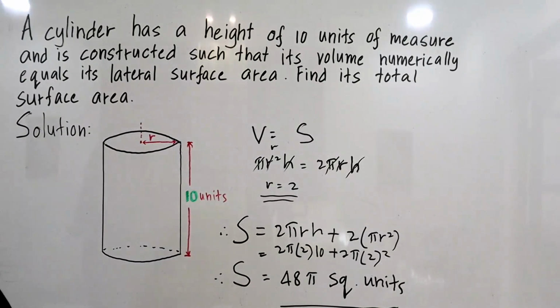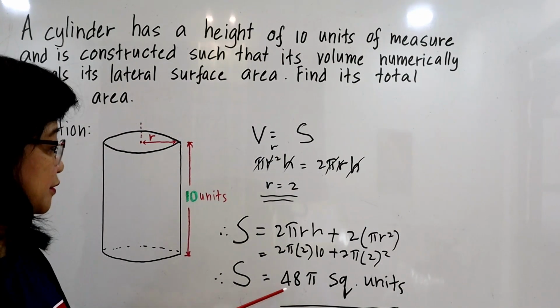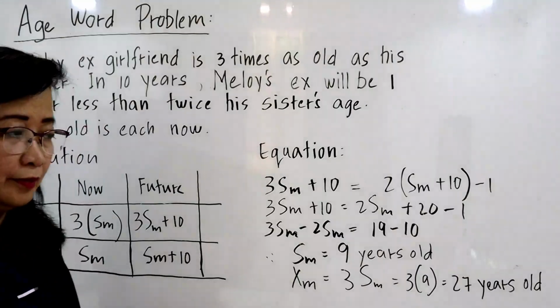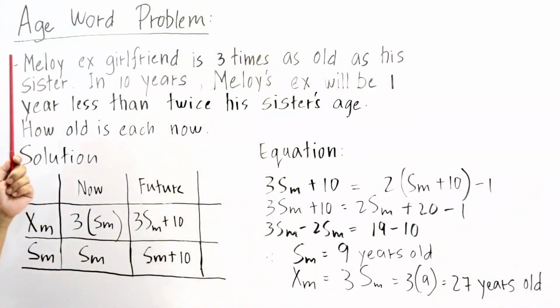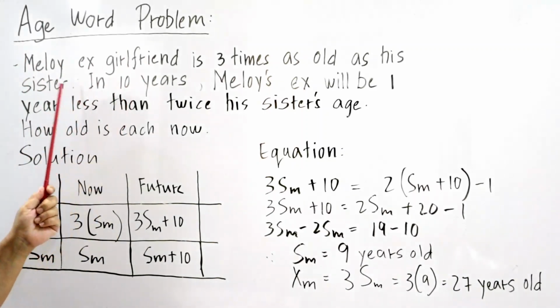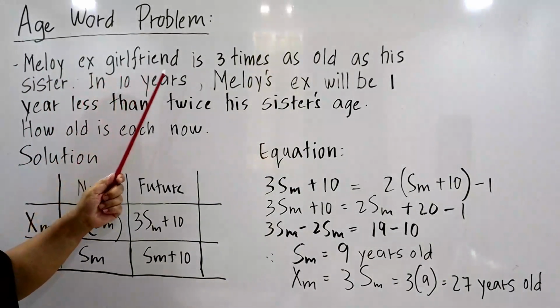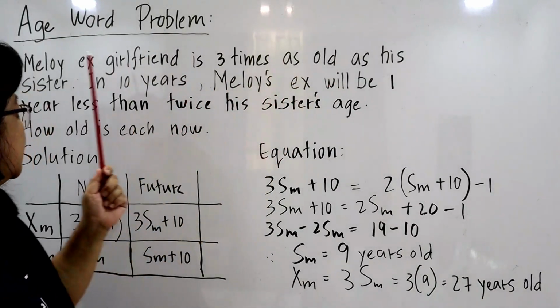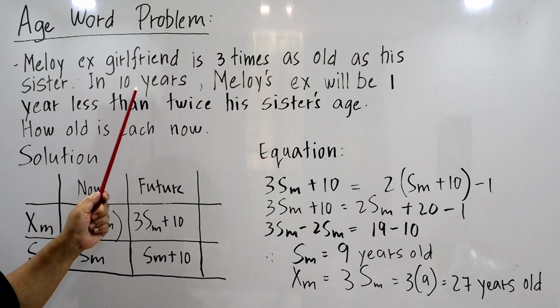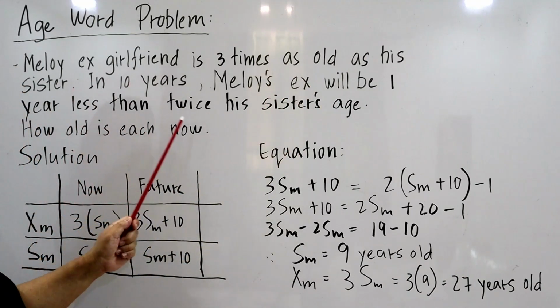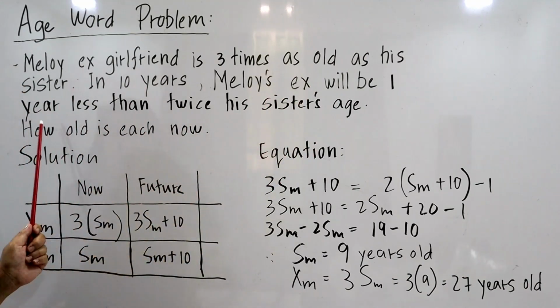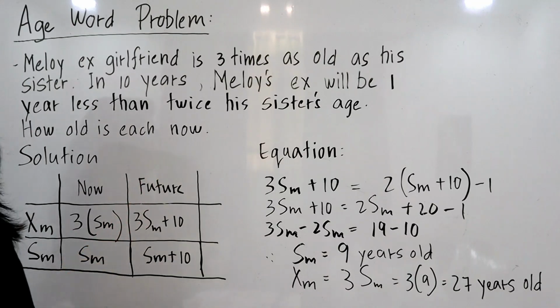That is our answer, the total surface area. We will solve the problem I gave last premiere. The age word problem. Miloy's ex-girlfriend is 3 times as old as his sister. In 10 years, Miloy's ex will be 1 year less than twice his sister's age. How old is each now?